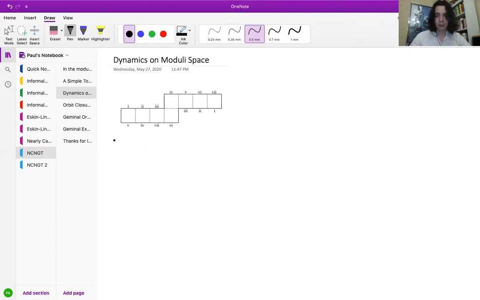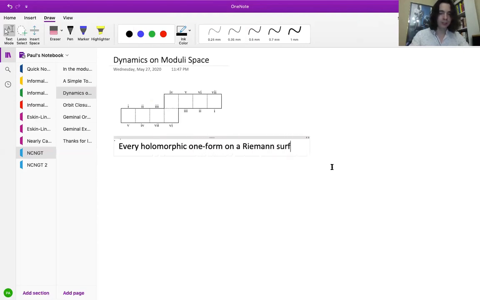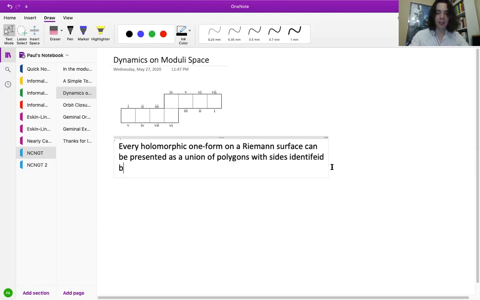All right, so now I want to switch gears and talk about dynamics on the moduli space of translation surfaces. So first I want to talk about how I think about translation surfaces, or equivalently holomorphic one-forms. So let's say a quick word about that. So first, every holomorphic one-form on a Riemann surface, which is just a surface endowed with a complex structure, can be presented as a union of polygons with sides identified by translation. And this is also called a translation surface.